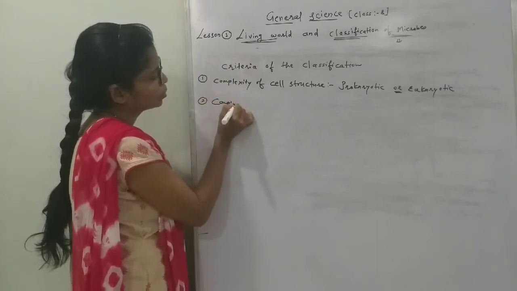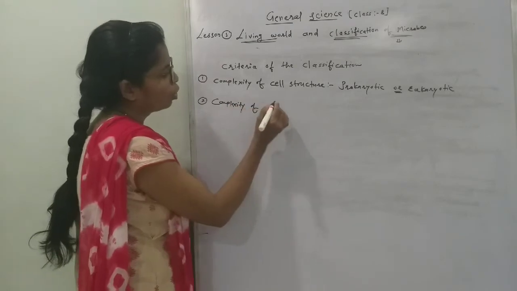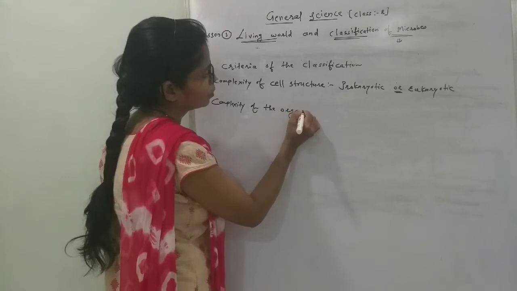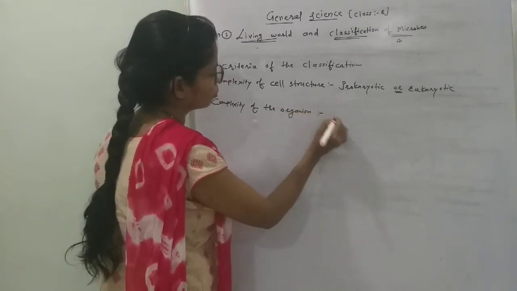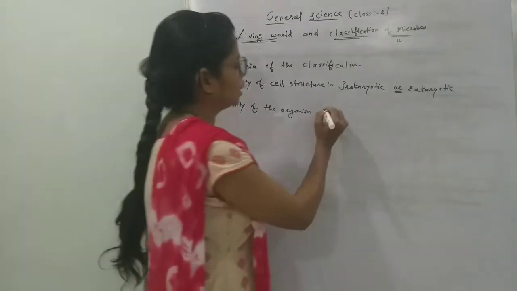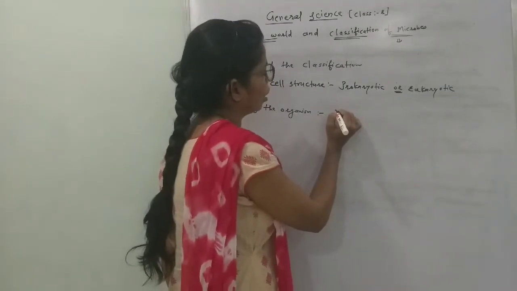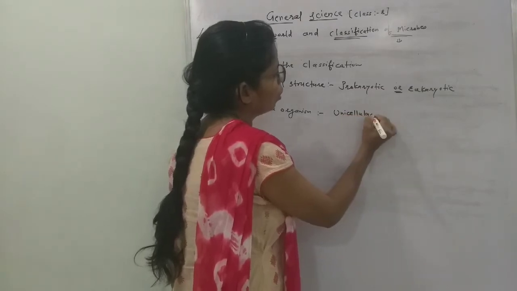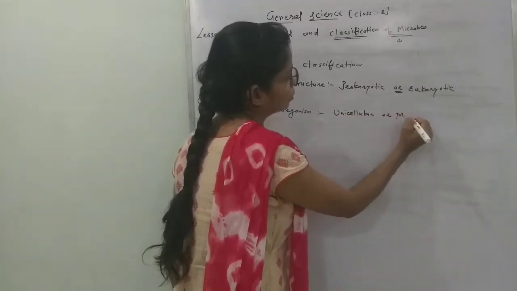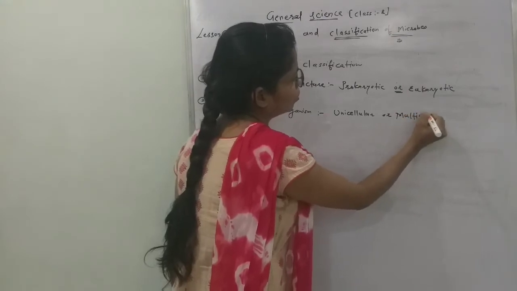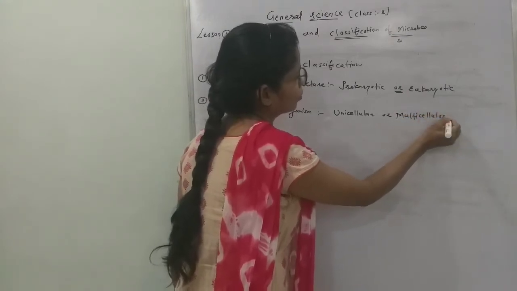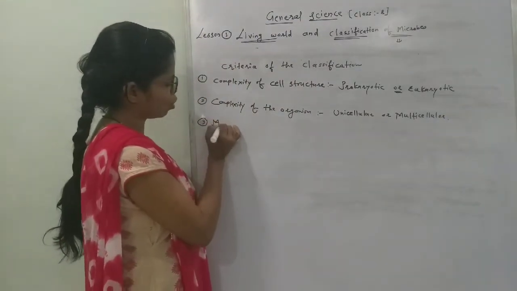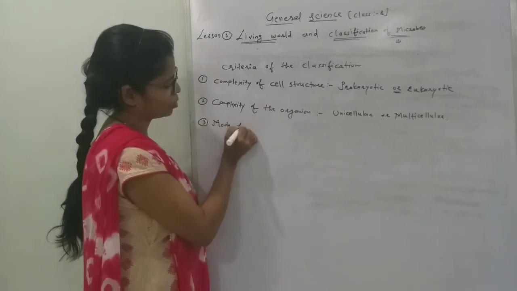Number 2, complexity of organism, whether the organism is unicellular or multicellular.